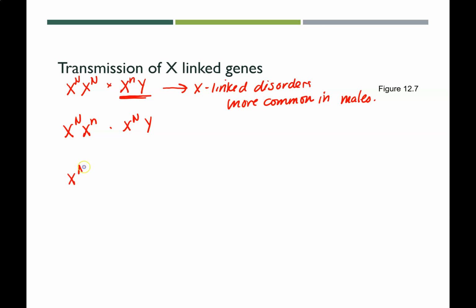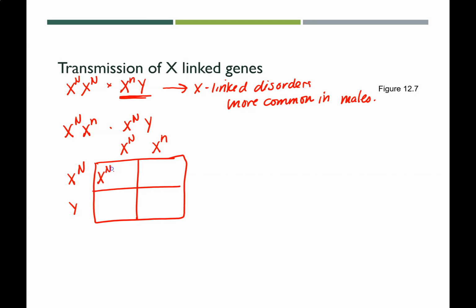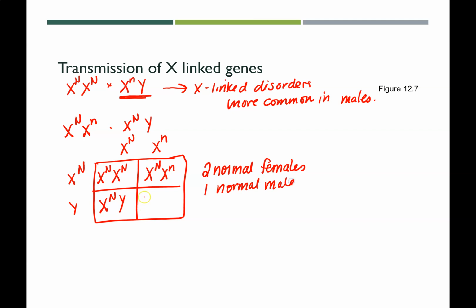So let's do our cross here. So for this one, we are going to get a normal female, so we have two normal females to one normal male to one affected male. So this is going to be a colorblind male. All the other individuals, including all the females, are normal.